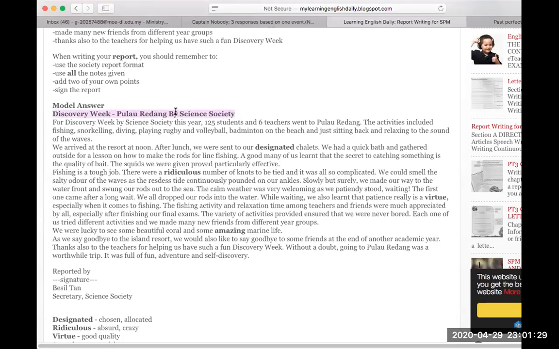Okay, what I meant by passive here is after lunch, we were sent to our designated chalet. Kami dihantar ke tempat tinggal chalet. Okay. Lepas tu, the squids we were given, okay, sotong kami dibagi sotong untuk tangkap ikan kah, fishing. Okay. The squids we were given prove effective, sangat efektif, dapat tangkap.